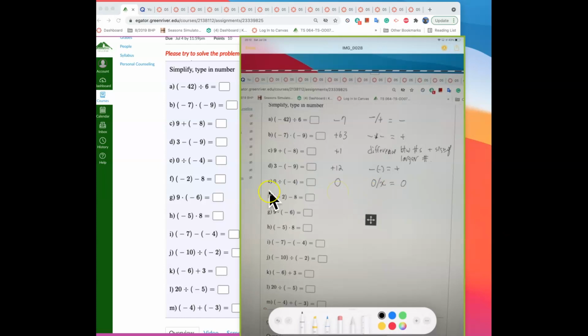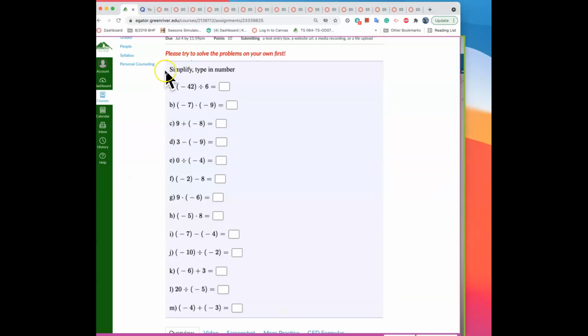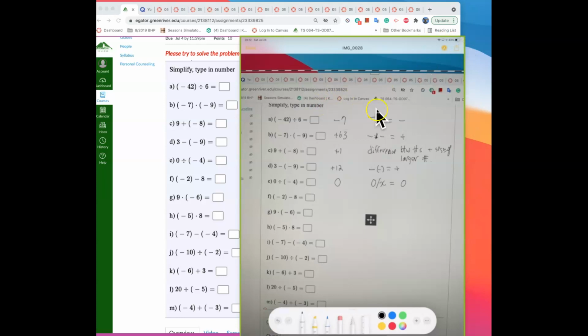One good trick is up here where it says simplify, type in number. If it says if the answer is undefined, write undefined, that means you will have at least one division by zero problem. So watch for that and try to keep it in mind. If the word undefined is in the instructions, you will have at least one division by zero problem, and you have to type undefined in this little box.